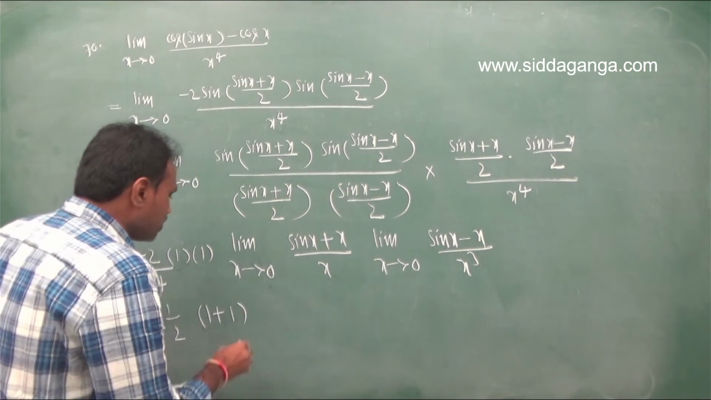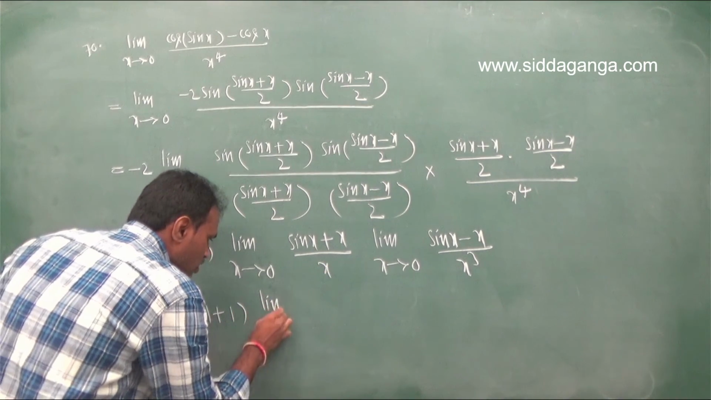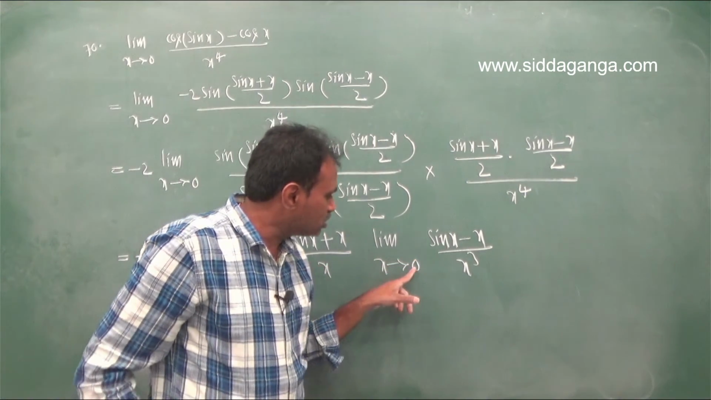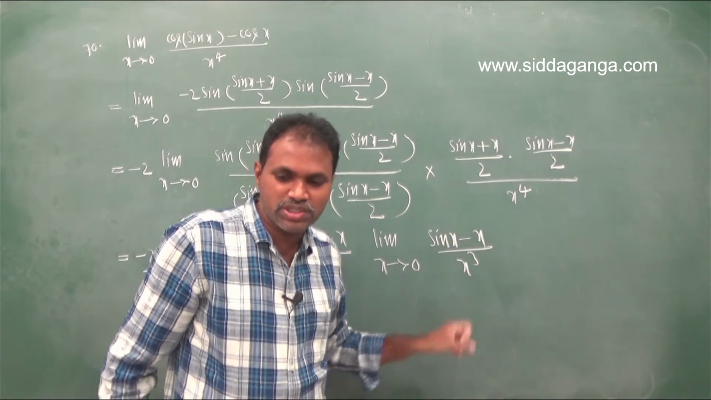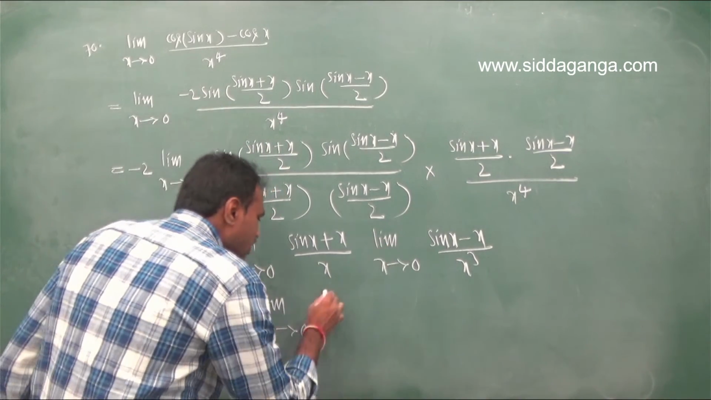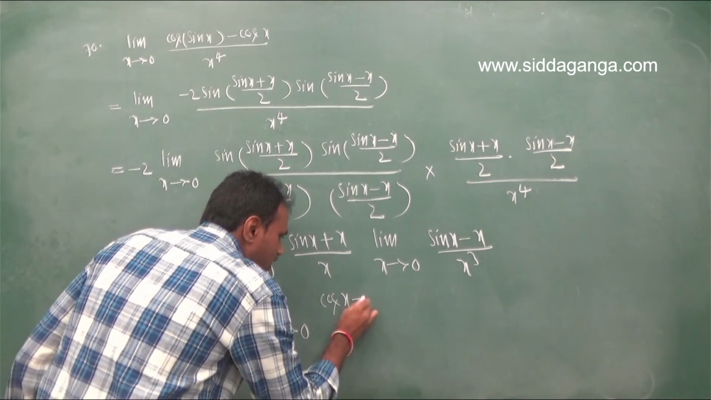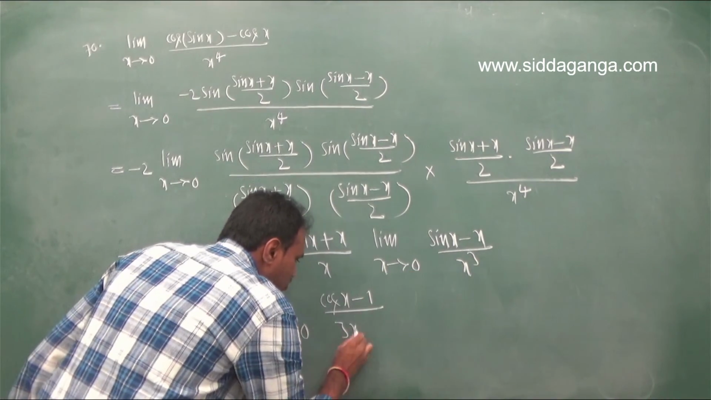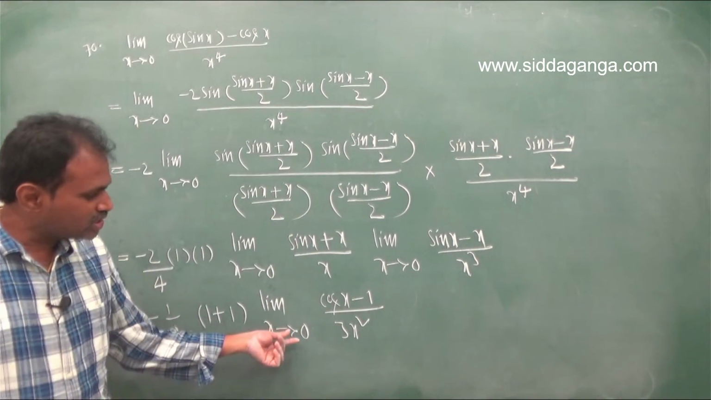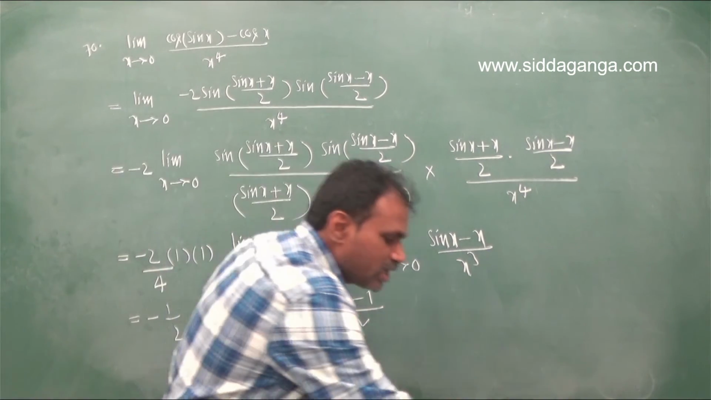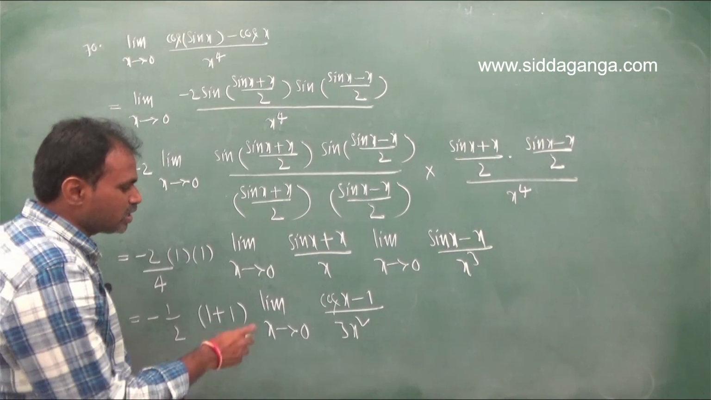Next limit x tends to 0. Here L'Hospital rule. Why? Because if you put x equal 0, it is 0 by 0 form. Therefore apply L'Hospital rule first time. That is sin x derivative is cos x and x derivative is 1 and x cube derivative is 3x square. If you put x equal 0, again it is converted into 0 by 0 form. That's why again you take derivative for numerator and denominator.